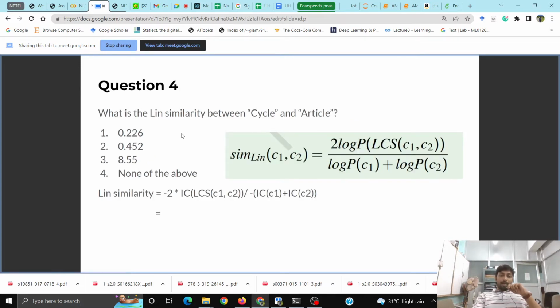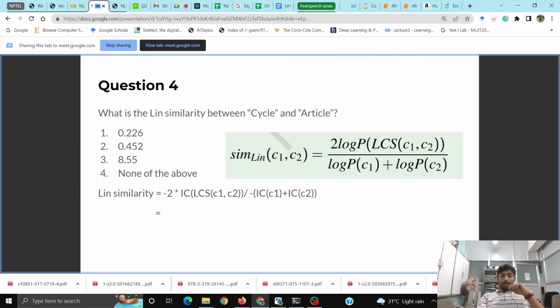Then we have to find the Lin similarity between cycle and article. So let us try to do this. Lin similarity is 2 log p(LCS(C1, C2)) divided by log p(C1) plus log p(C2). And if I write in terms of IC, then there will just be a minus added everywhere, which will cancel out. So basically the overall equation becomes 2 times IC(LCS(C1, C2)) divided by IC(C1) plus IC(C2). Now let us try to see the graph.